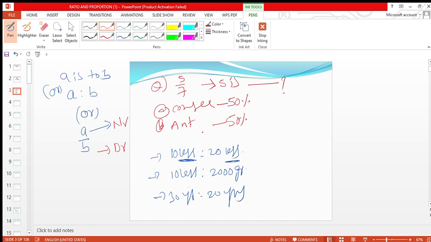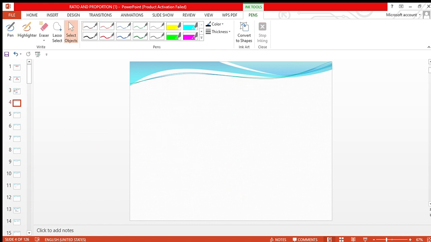So here A is called as numerator, and numerator is called as antecedent. B is called as denominator, and denominator is called as consequent. Right? A is called as antecedent and B is called as consequent, right? See, write the first point.